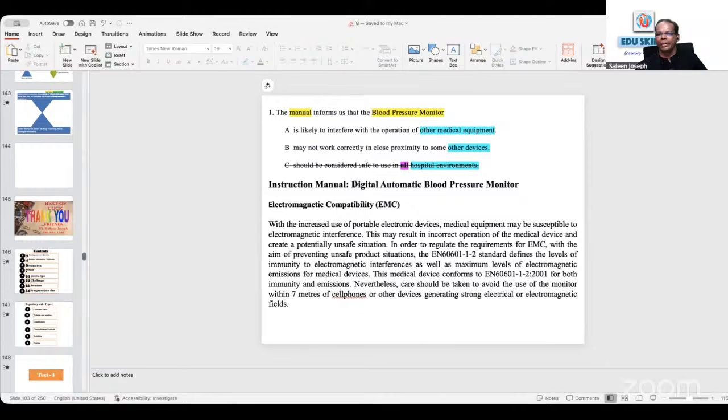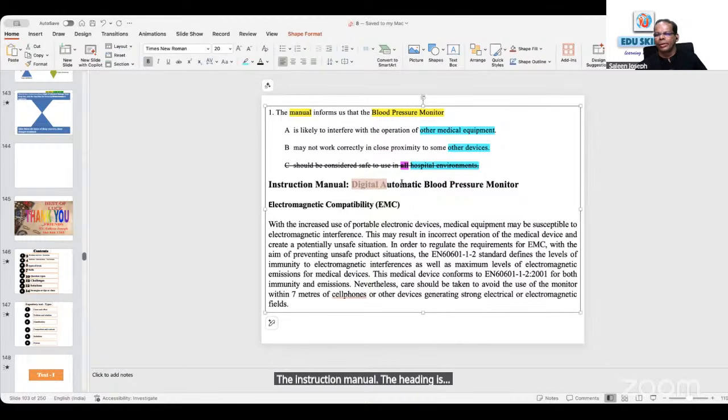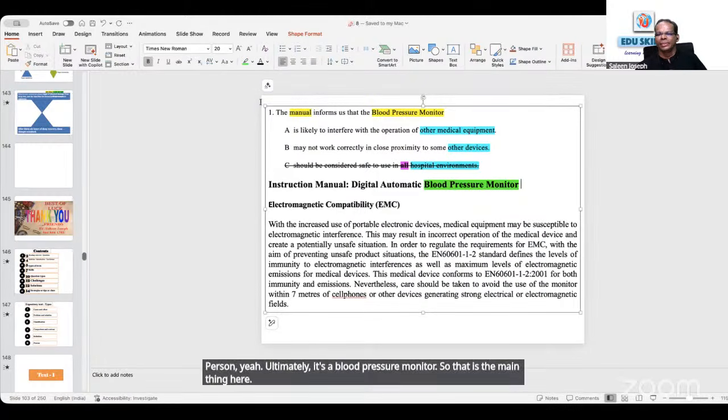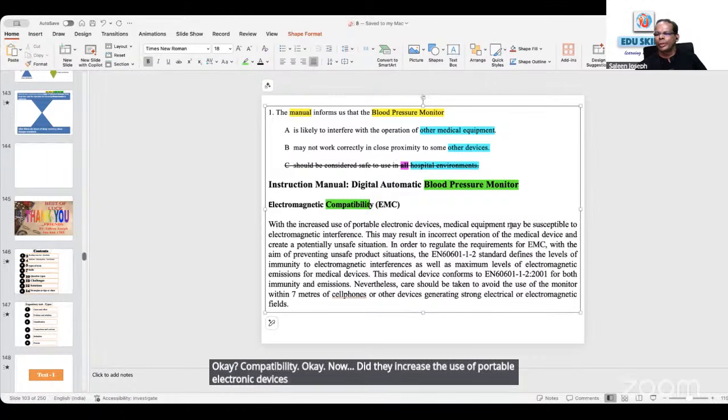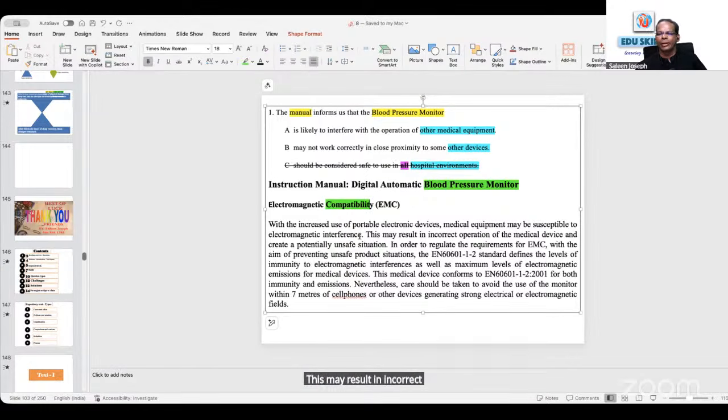Instruction manual, the heading is blood pressure monitor. So that is the main thing here. Compatibility. Now, with the increased use of portable electronic devices, medical equipment may be susceptible to electromagnetic interference. This may result in incorrect operation of the medical device and create a potentially unsafe situation.